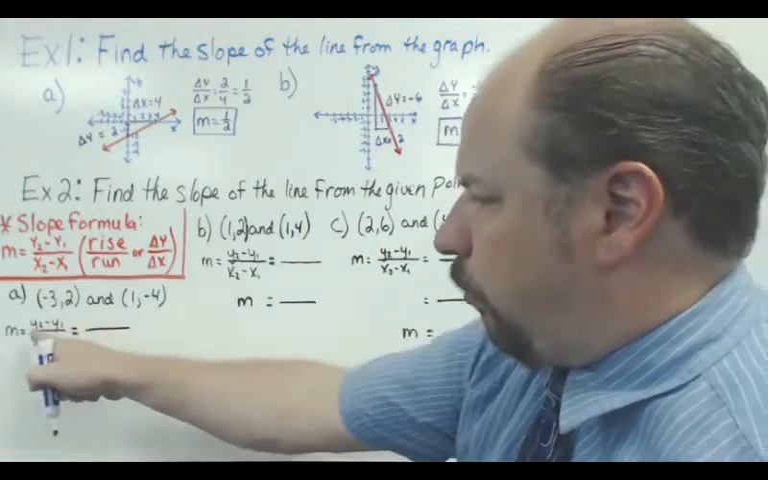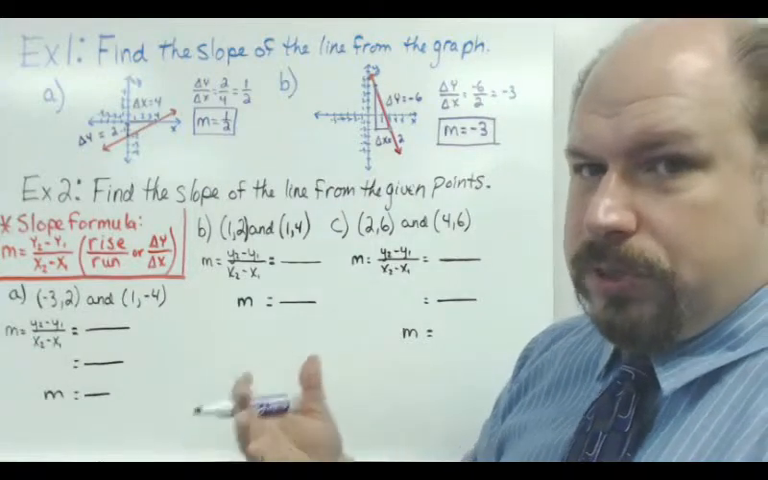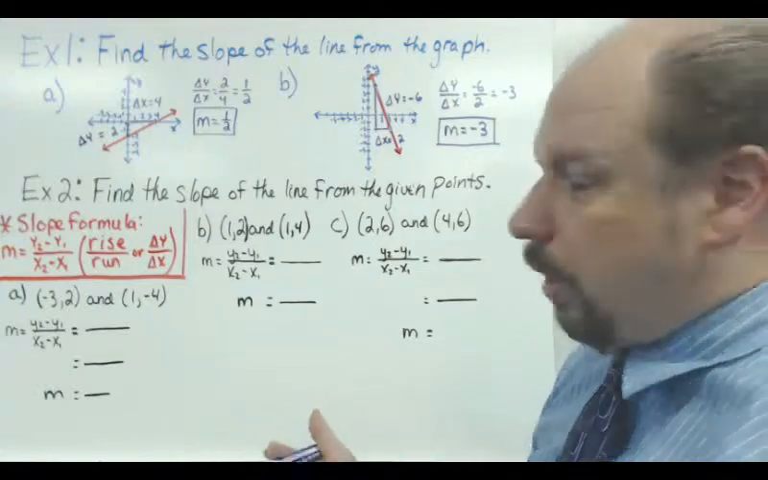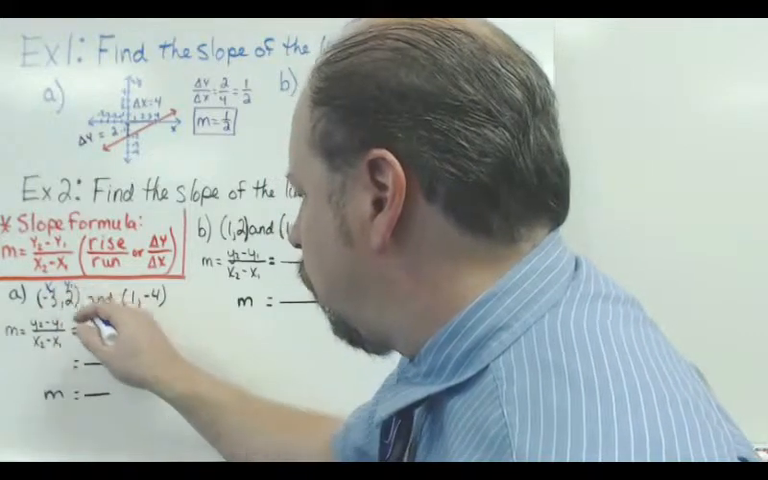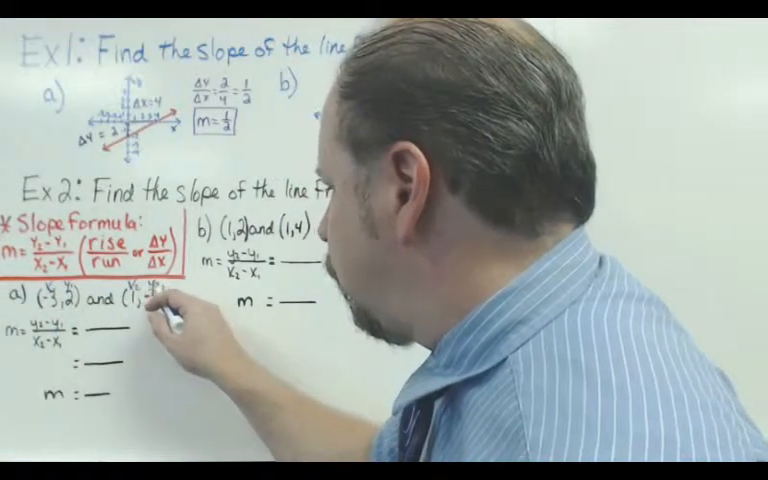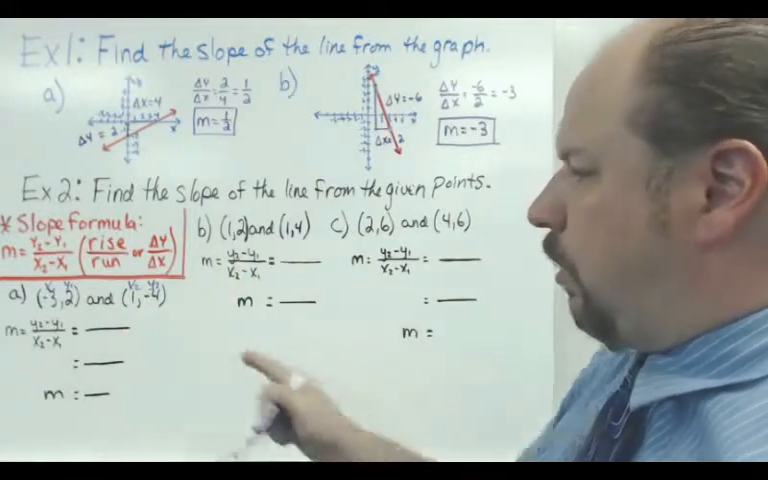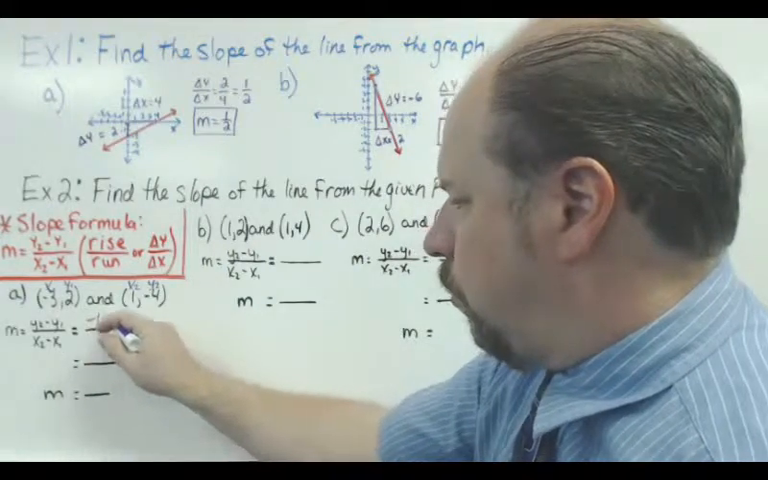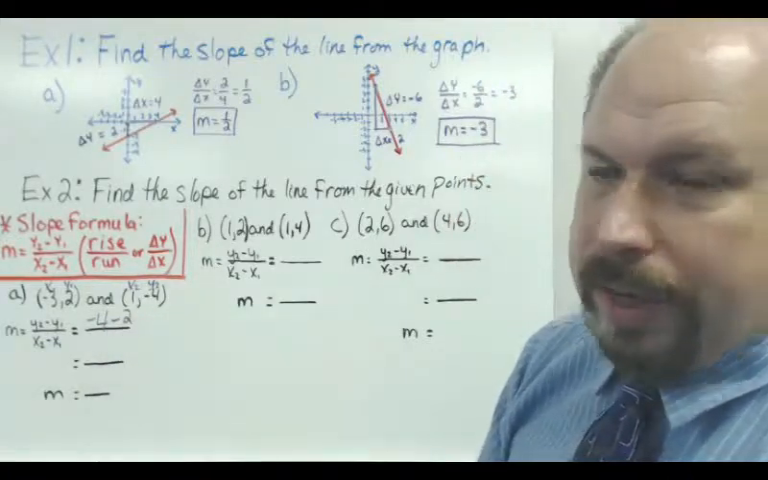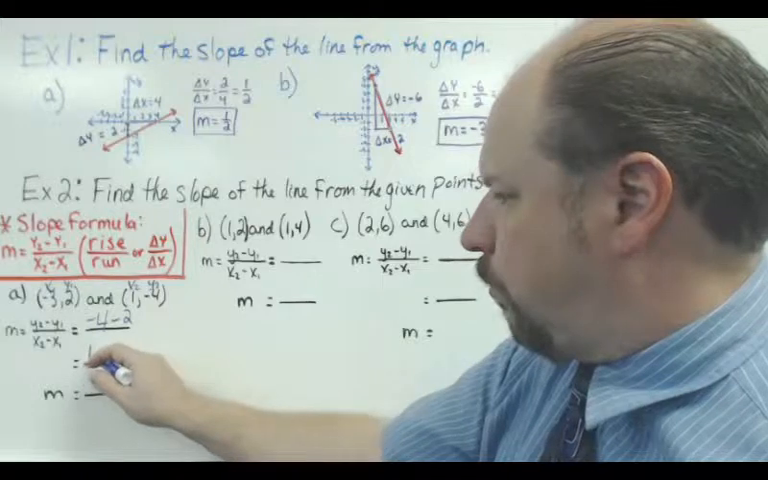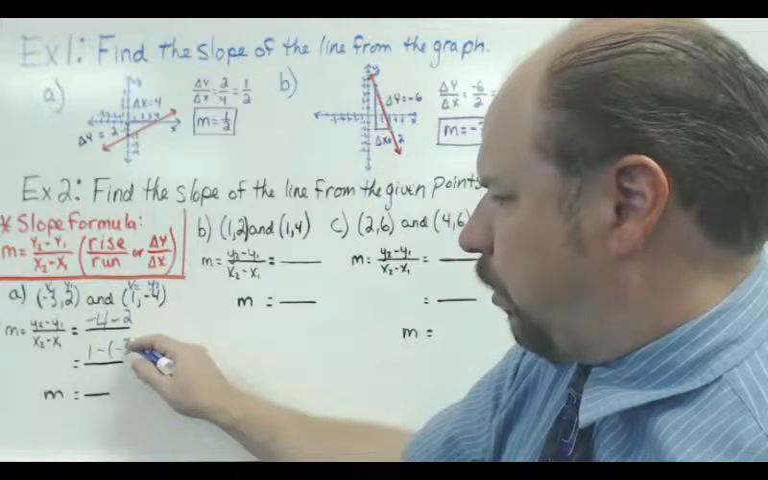So remember we have y2 minus y1 over x2 minus x1. It doesn't matter which point we use as x2, y2 or x1, y1. So I'm just going to label them x1, y1, x2, y2. Now it makes it really easy to put those values into our formula. So y2 is negative 4, y1 is 2. So negative 4 minus 2 over x2, which is 1, minus x1, which is negative 3. So we're going to minus a negative 3 here.